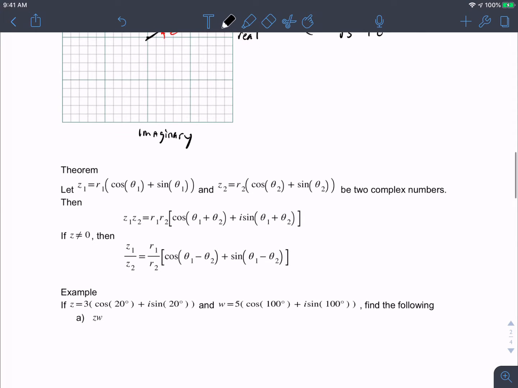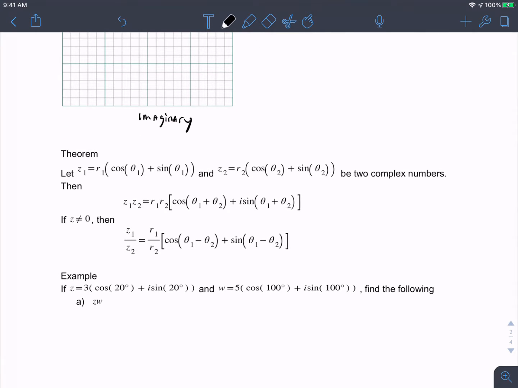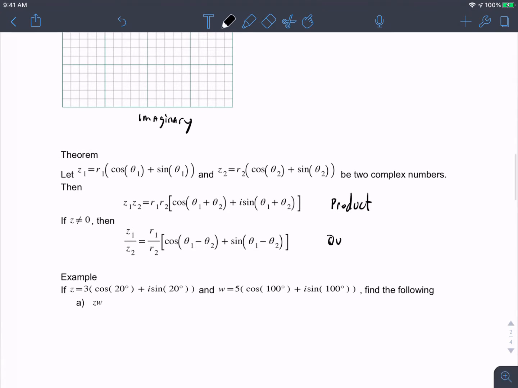Okay. Now when we're talking about product and quotient, these are two formulas you're going to want to know. This is the product, and this is the quotient. When we have two polar formed equations, this is how we simplify them. You should memorize these or use these on the test, have these written down. This is going to be very, very useful. So let me demonstrate this for you guys so you guys can do it.